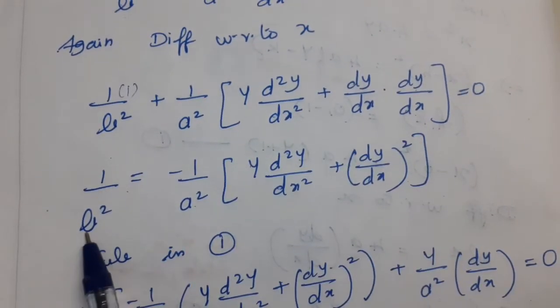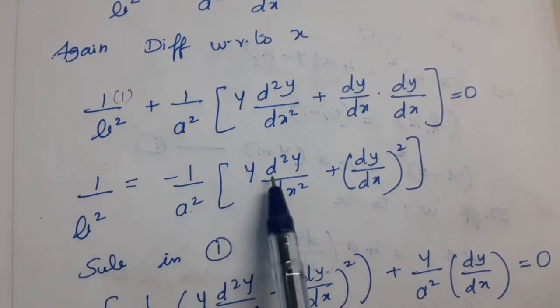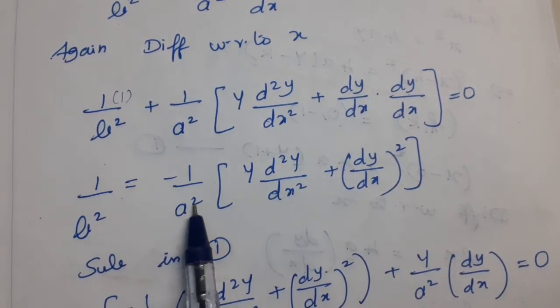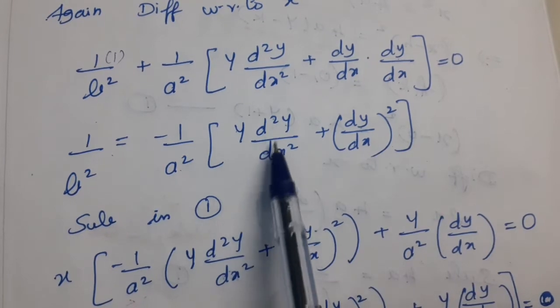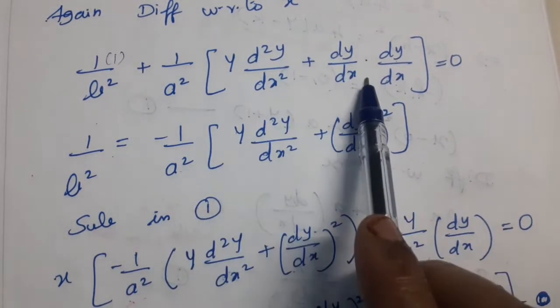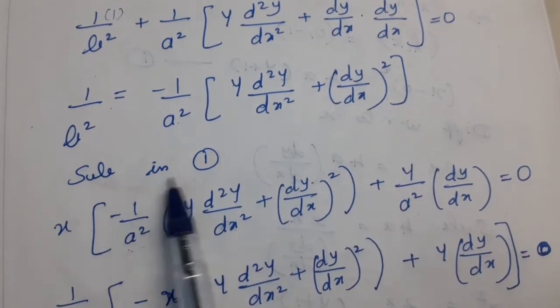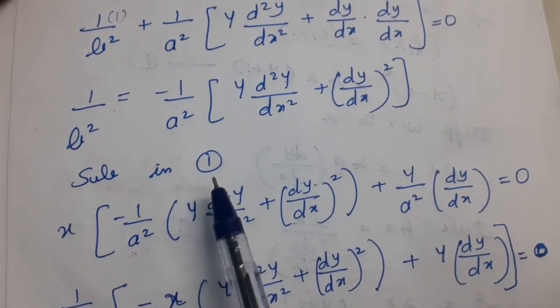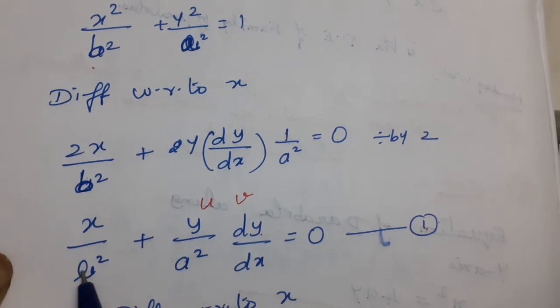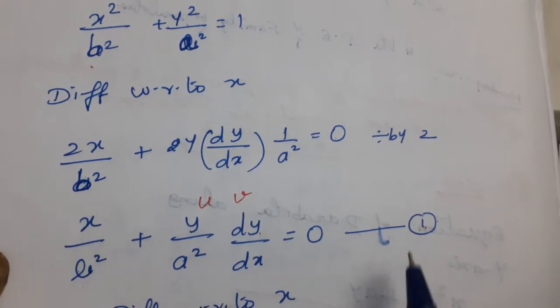Now the second term goes to the right hand side and becomes minus: 1 by b square equals minus 1 by a square into y d square y by dx square plus dy by dx the whole square. Find the value of 1 by b square and substitute in equation 1.